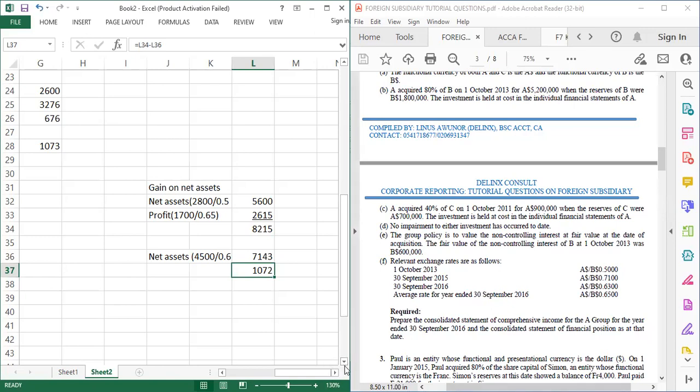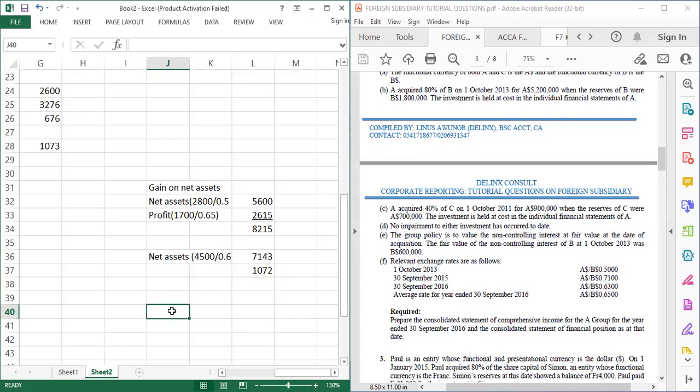If you want to show the loss for only 1 year, let's come here. So we need to come and find the net assets. We need to find the net assets at the start of October. What will be the net assets at the start of October? Because we are preparing the statement of profit or loss for just a year.